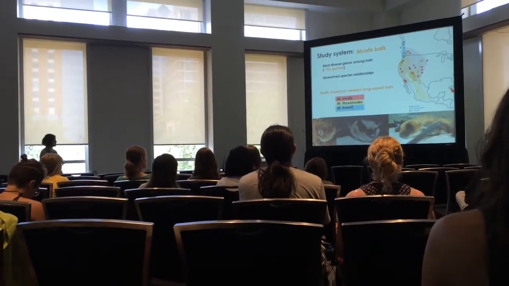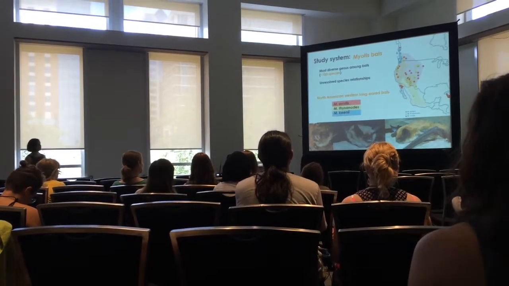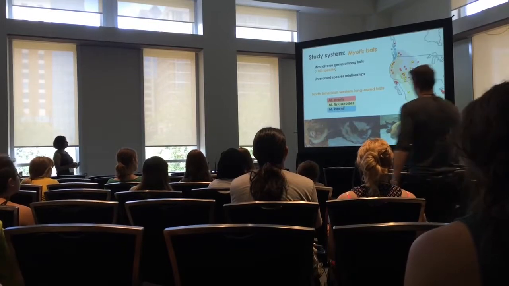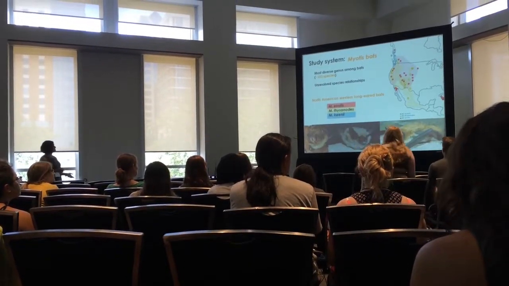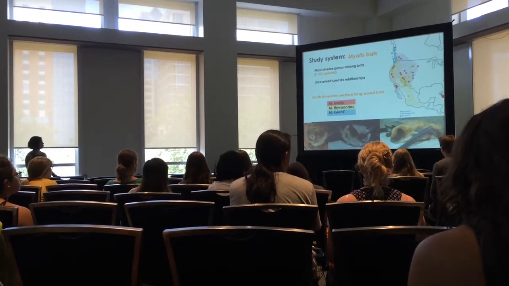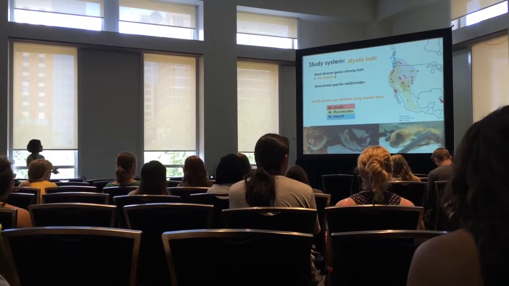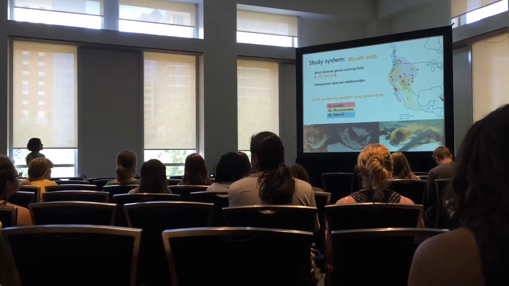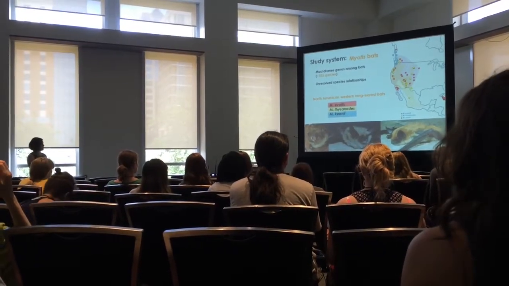My study system here are Myotis bats. This is the most diverse genus of bats with more than 100 species, and there are morphological similarities between closely related species. Here I'm studying the western long-eared bats, which are mainly distributed in North America. These are the three species. I'm representing in blue Myotis evotis, in red Myotis keenii, and in yellow Myotis californicus.